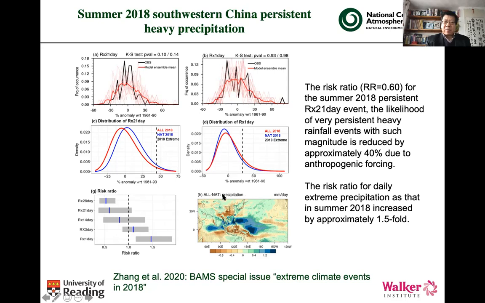And you can see in terms of the sum of the mean, in a large area over East Asia, the precipitation decreased due to the inclusion of human forcing. And here is the change of risk ratio with the duration of precipitation. You can see, for example, for longer durations, longer than 2 weeks, the risk ratio decreases. But for short durations of rainfall, such as the 3-day maximum precipitation and also the daily maximum precipitation, the risk ratio increases.